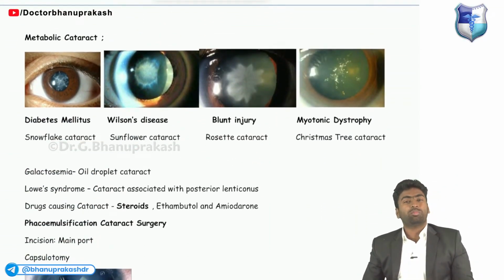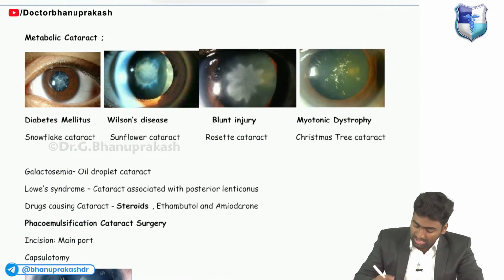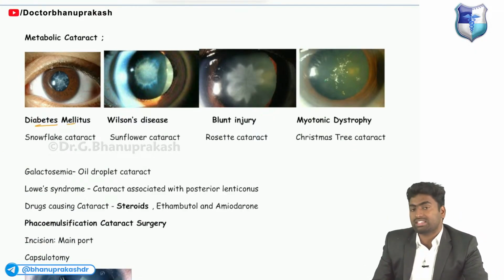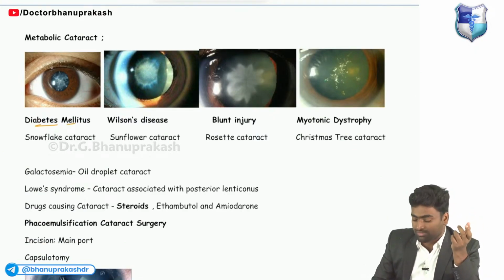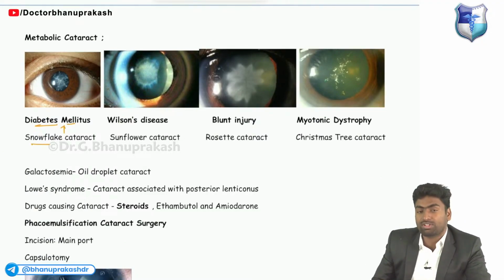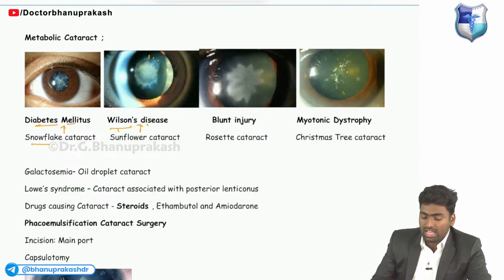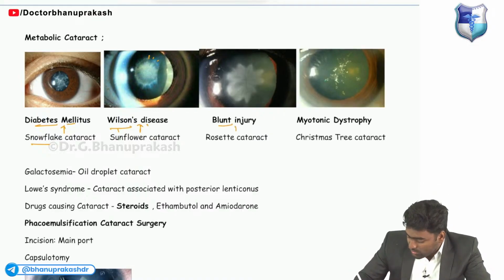Next, we'll know about a few other types of cataract based on their mechanism. For example, in the case of diabetes, you will see posterior subcapsular cataract as well, and you will see one more cataract which is known as snowflake cataract. Next, if you are able to see this type of sunflower shaped cataract, it is seen in a case of Wilson's disease, and in a case of blunt injury, you will see this rosette shaped cataract.